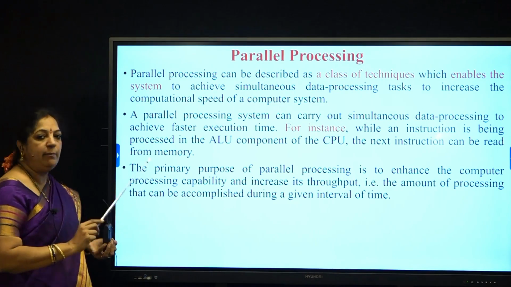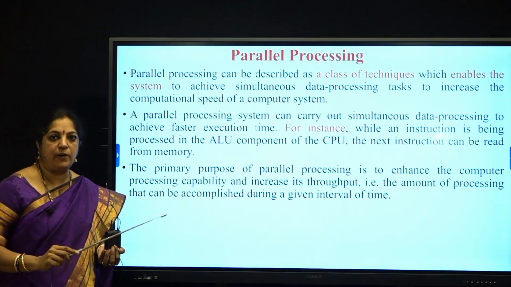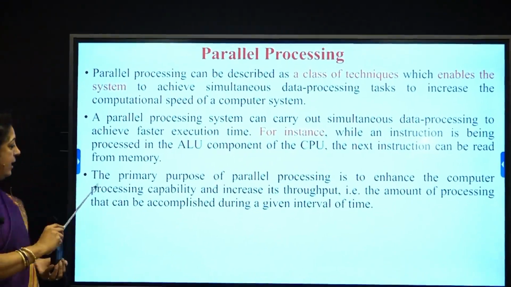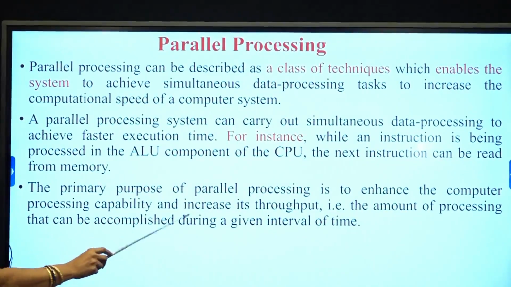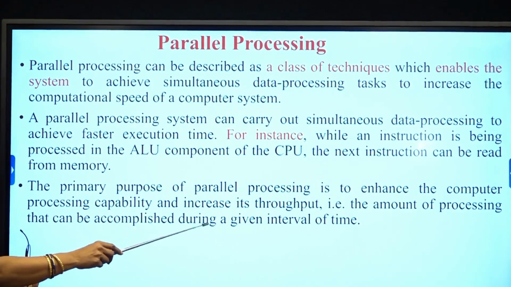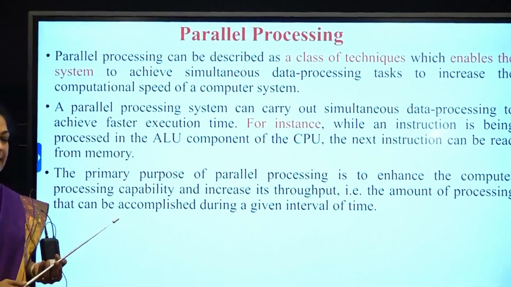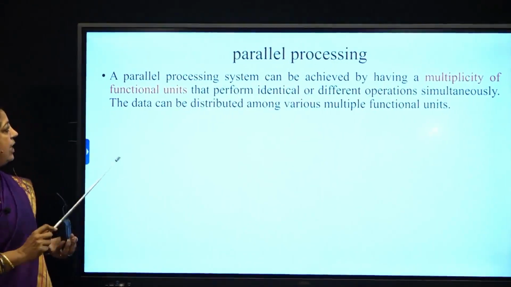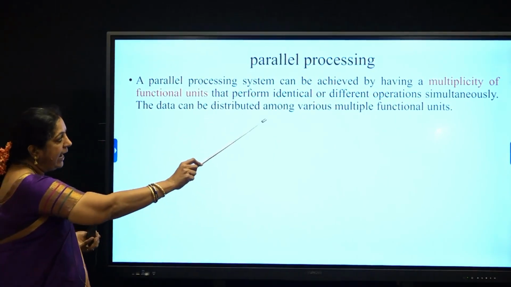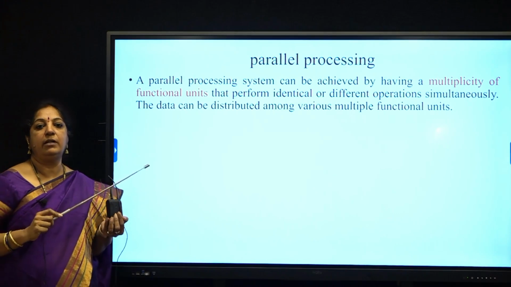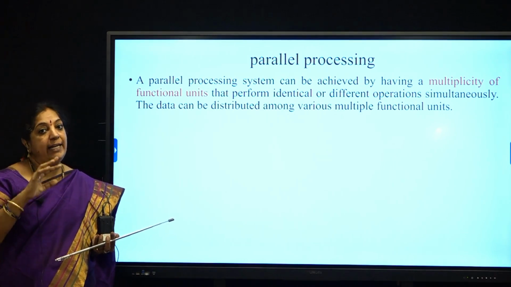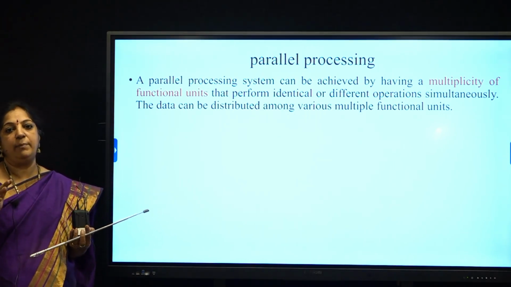The primary purpose of parallel processing is to enhance the computer processing capability and increase the throughput. That means the amount of processing that can be accomplished during a given interval of time can be increased. So how is this done? This is done mainly by having a multiplicity of functional units, various functional units which are independent, which means they can be performed in parallel.